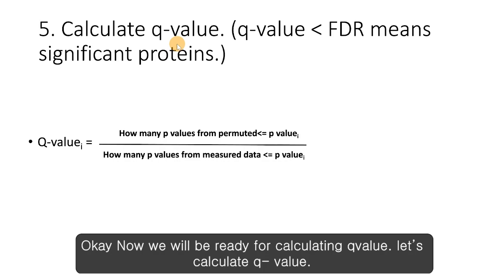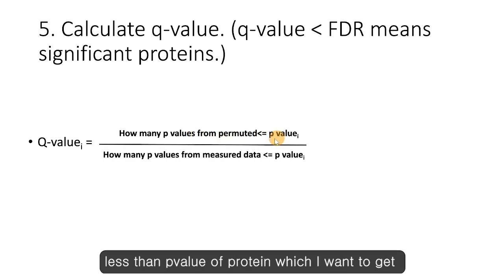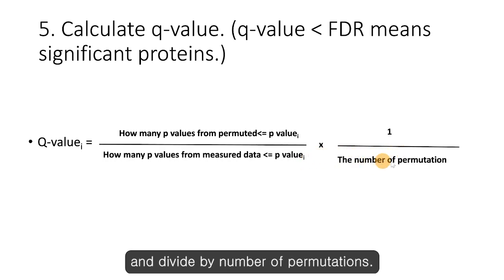Let's calculate the Q value. The Q value is calculated by dividing the number of p-values from permuted data less than the p-value of the protein which I want to get, by the number of p-values from measured data less than the p-value of the protein which I want to get, and dividing by the number of permutations. An example will help you understand.